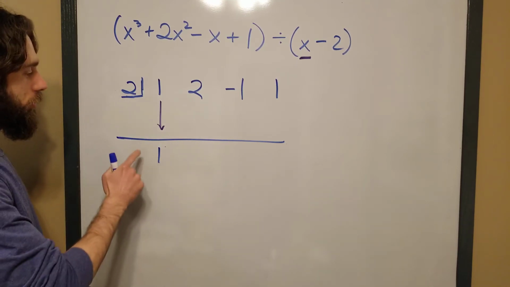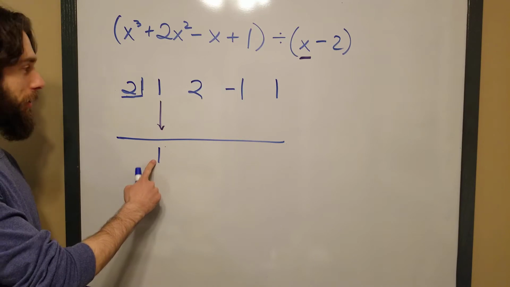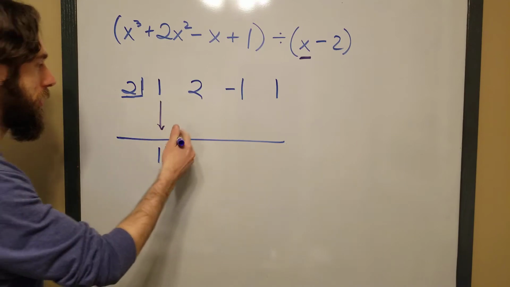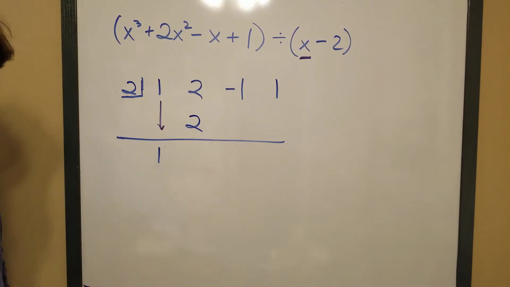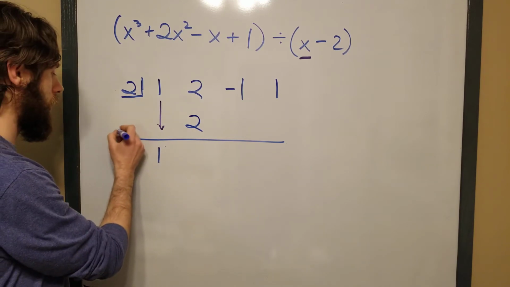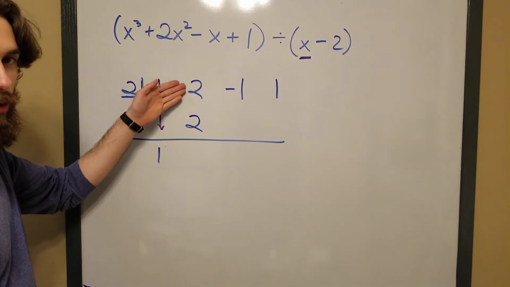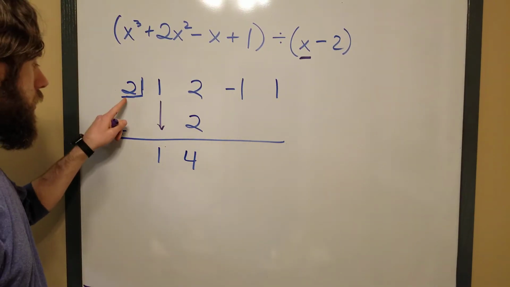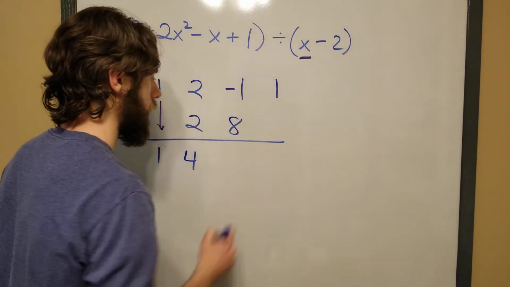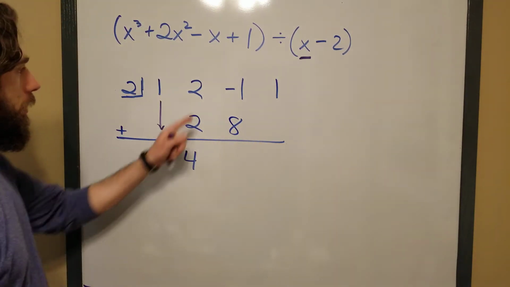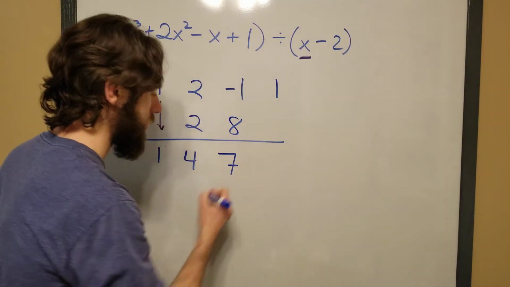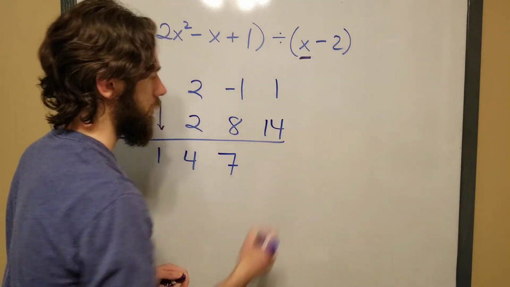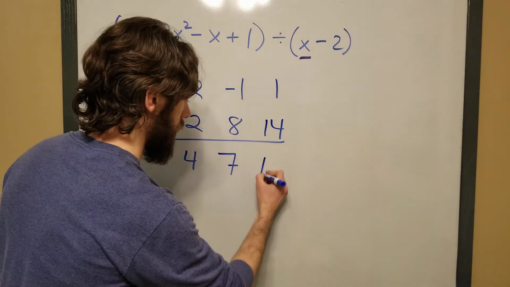Then we are going to multiply this number that's here by the number in the box and put that number here. So we have 1 times 2 is 2. And then we add them up. So we do 2 plus 2 is 4. Okay, then we take 2 times 4. That's 8, goes there. Negative 1 plus 8 gives us positive 7. 2 times 7 is 14. So we have 1 plus 14 is 15.